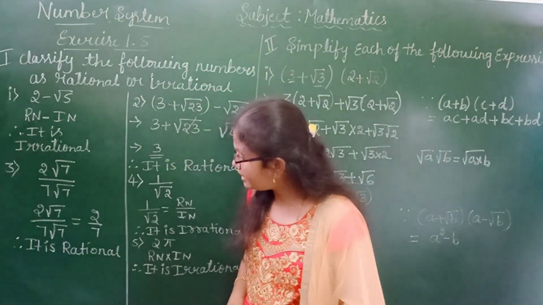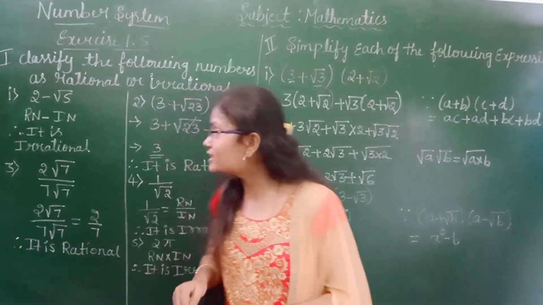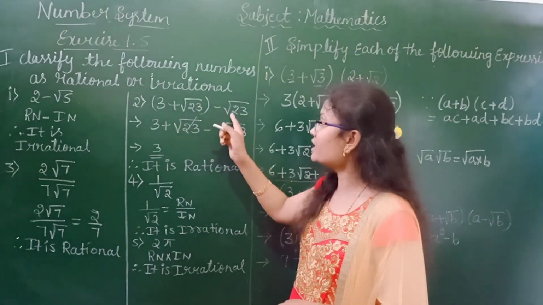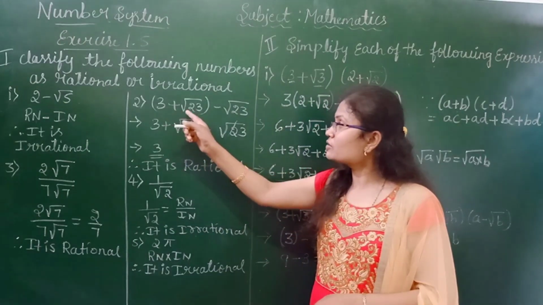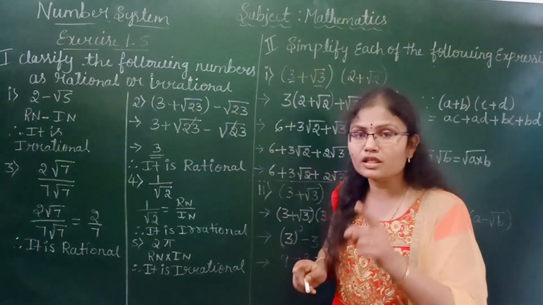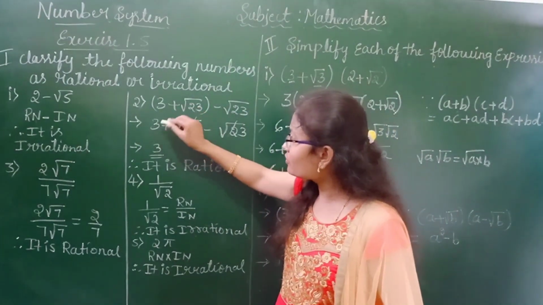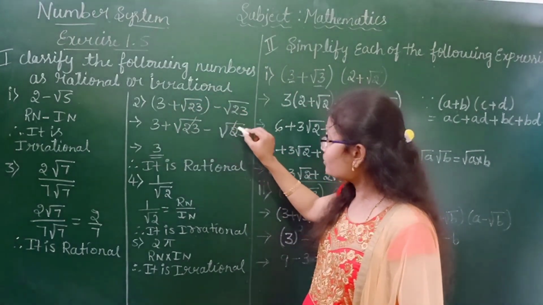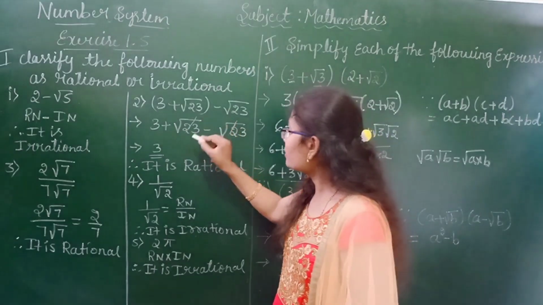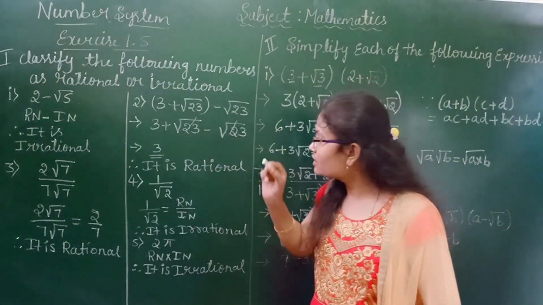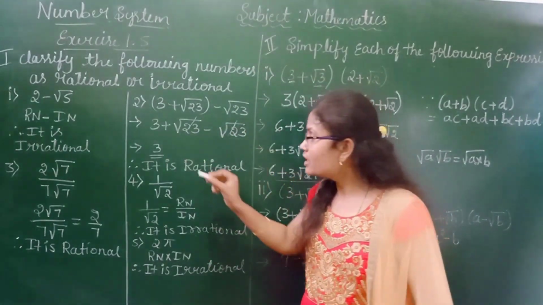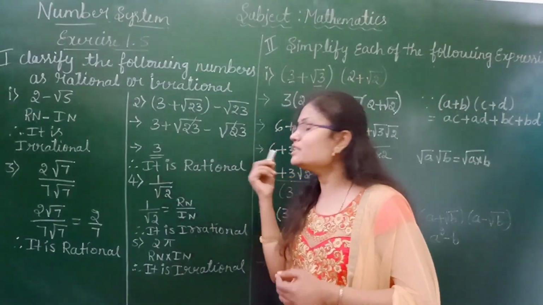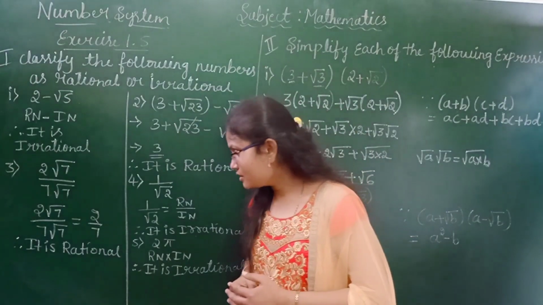Now in the second problem they have given 3 plus root 23 minus root 23. Here we take 3 as it is, plus as it is, root 23 as it is, minus root 23. Now root 23 cancels. Then what remains? 3 remains. Now we know that 3 is a rational number. Therefore it is rational.